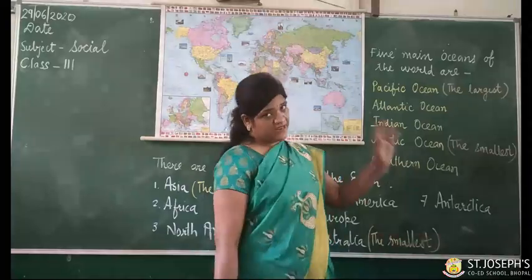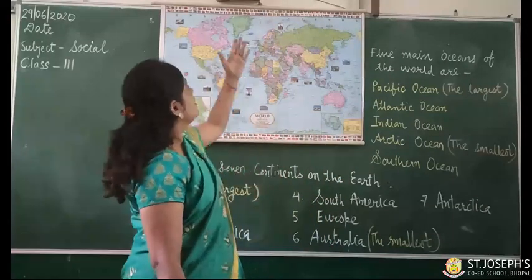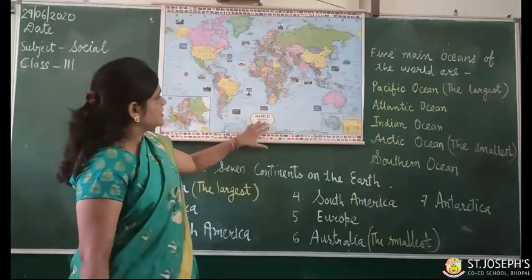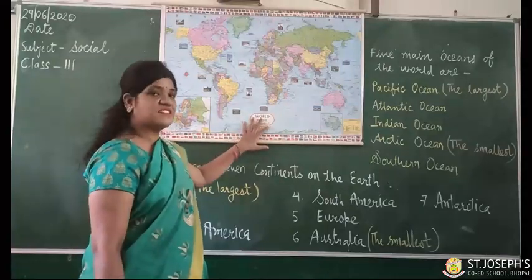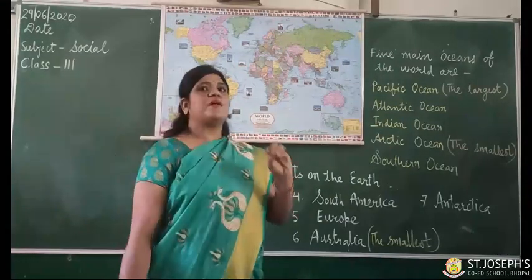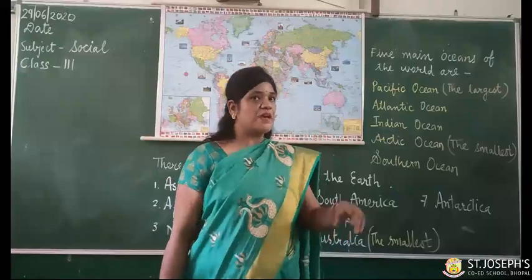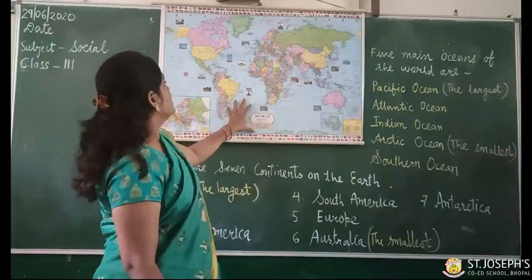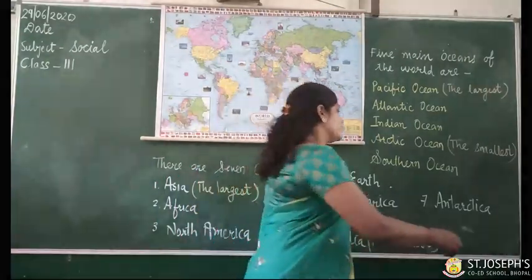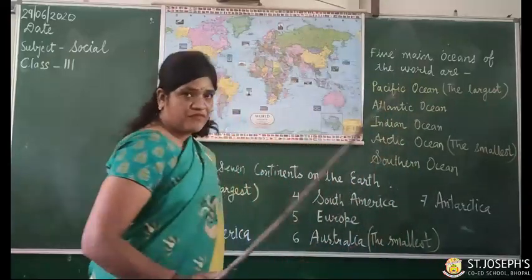Now, children, here you can see the map. Here it is the world map. What is this, children? This is the world map. Now we'll talk about the world map, and I told you that I'll show you the map. So this is the world map.